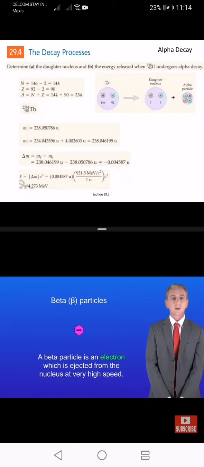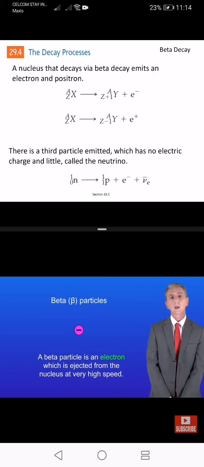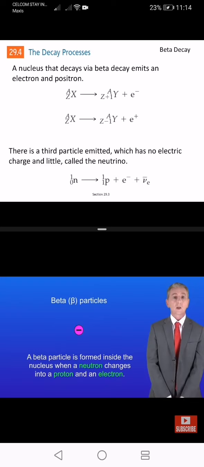A beta particle is simply an electron which is ejected from the nucleus at very high speed. Now, we've already seen that the nucleus of atoms does not contain electrons, so where does the beta particle come from? Well, the answer is that the beta particle is formed inside the nucleus when a neutron changes into a proton and an electron. The electron is ejected from the nucleus, and we now call it a beta particle.